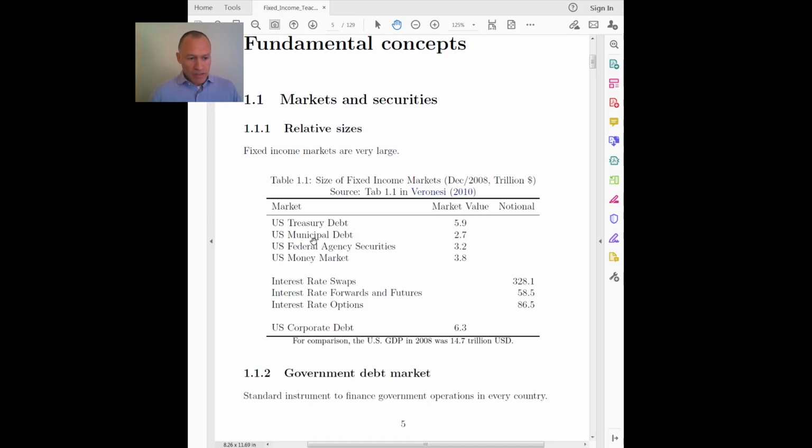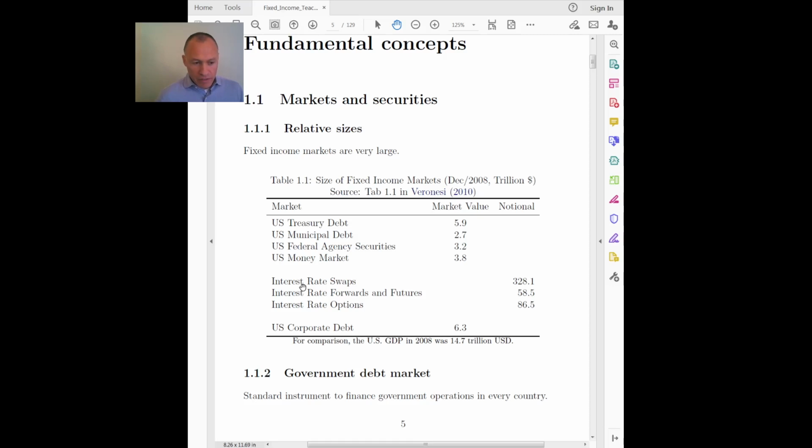These other two markets here, municipal debt and federal agency securities, are a bit specific to the US market, so we will not focus so much on that. But then we will also talk about the money market in general, which is also a big market. So half of our course, more or less, will be about this. Then the second part of the table here is about derivatives.